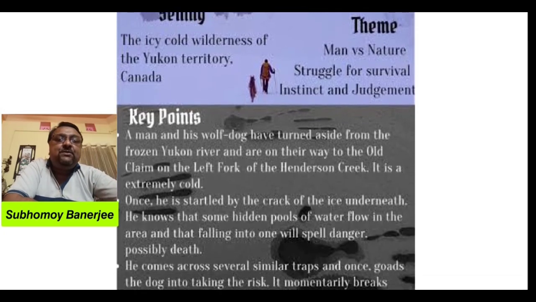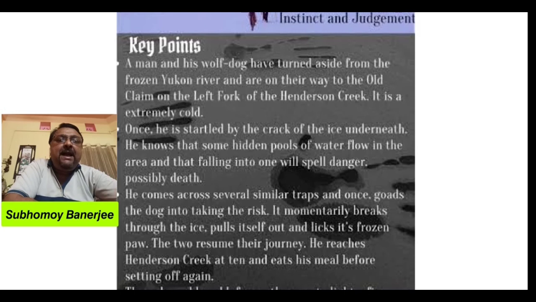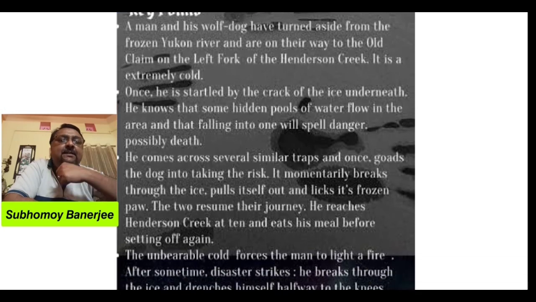Now the key points of the story are here on the screen. A man and his wolf dog have turned aside from the frozen Yukon River and are on their way to the old claim on the left fork of the Henderson Creek. Old claim: a landmass which has been claimed by human beings from nature, so it has been named or renamed Old Claim. And it is situated on the left fork of the Henderson Creek. It is an extremely cold area.